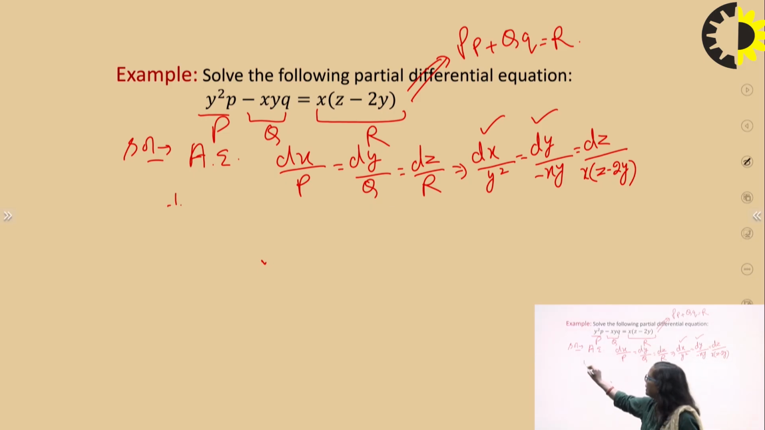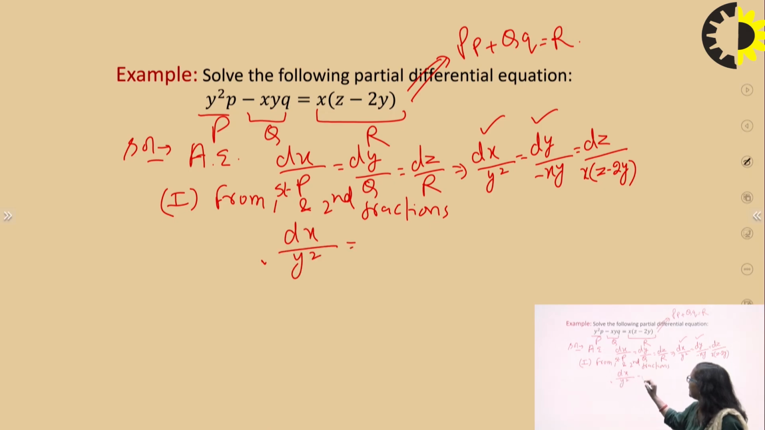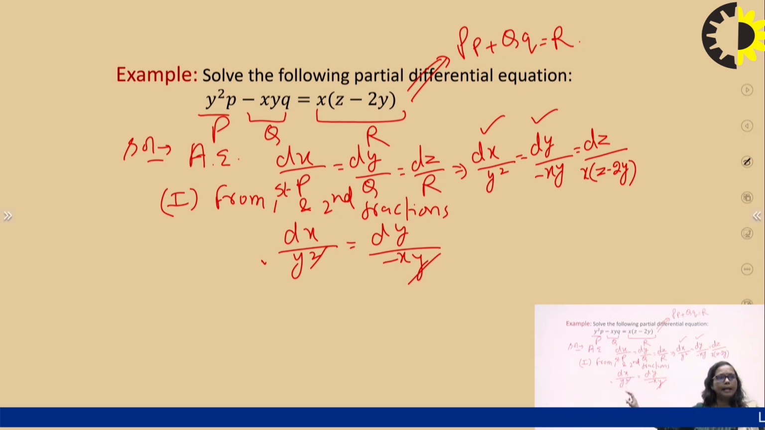So for the first independent solution, I have taken the first and second fractions over here. What we get is dx by y square is equal to dy upon minus xy. If we try to solve it, the y value will cancel out from the denominator. And if we check whether this is integrable or not, dx by y is not integrable because we are differentiating with respect to the variable x and here we have a function of y.